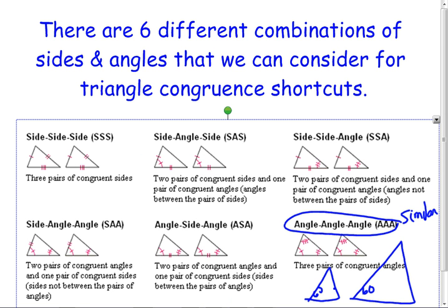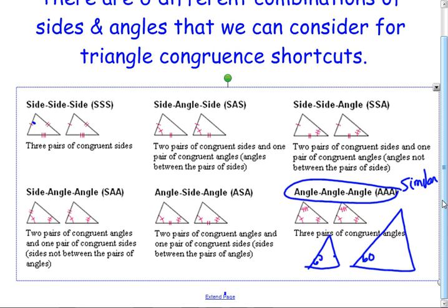Now, there are 6 different ways you can combine all the sides and all the angles. And they're all listed right here. Side, side, side. So if you know 3 sides of one triangle are congruent to 3 sides of the other triangle, then the triangles might be congruent. That's the question. So these are the possibilities. You could know 2 sides and an angle between them. You could know 2 sides and an angle not between them. You could know a side and 2 angles. So these are all the ones you could do.